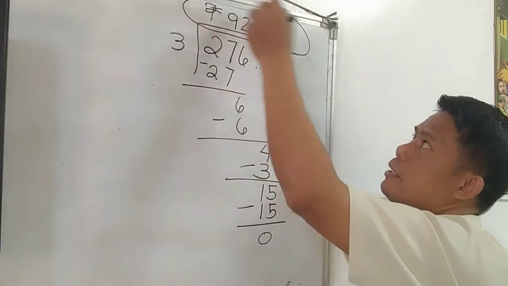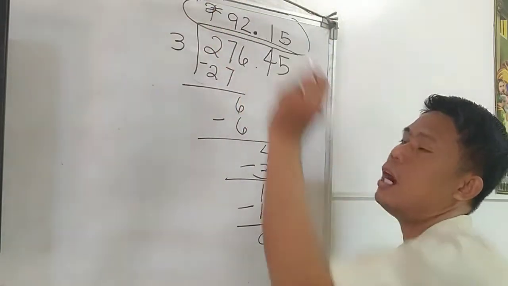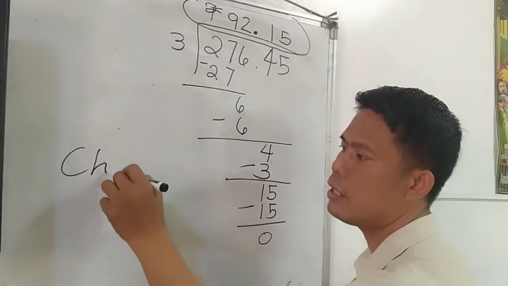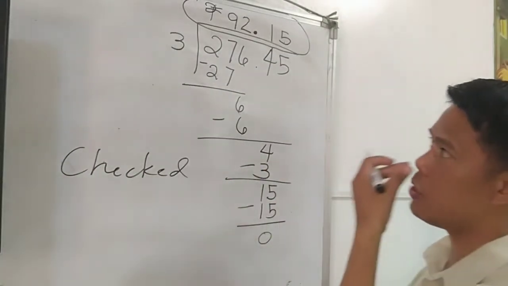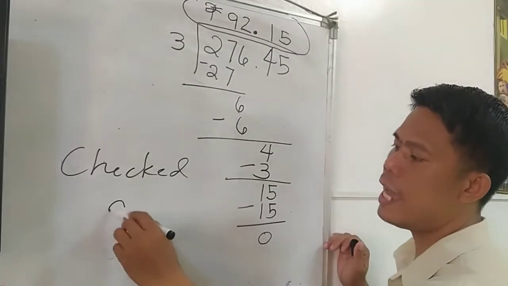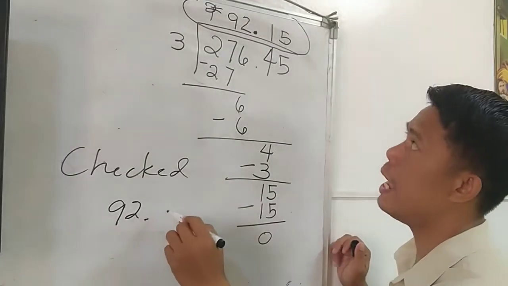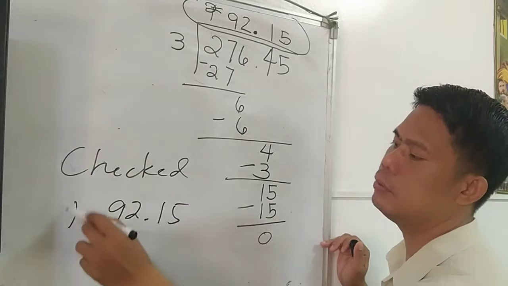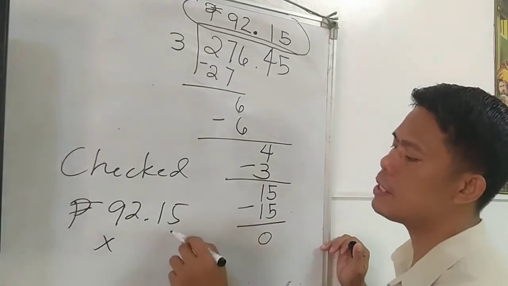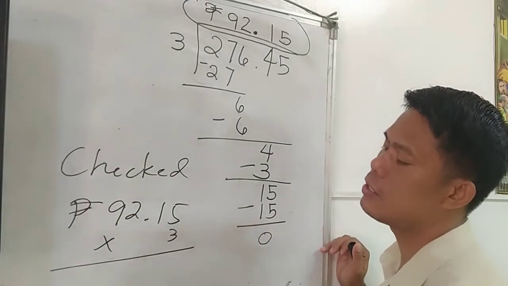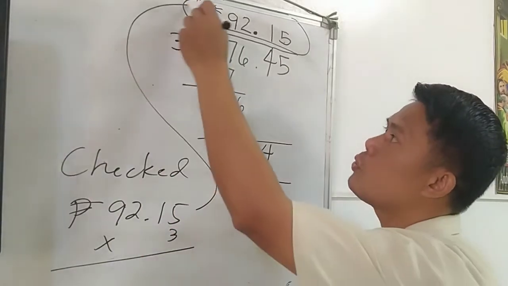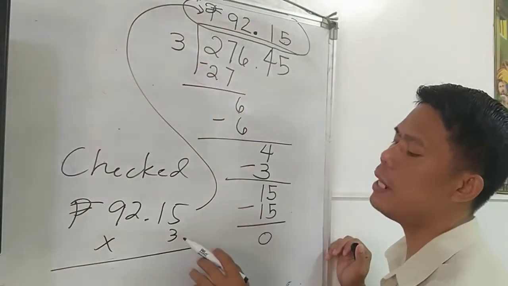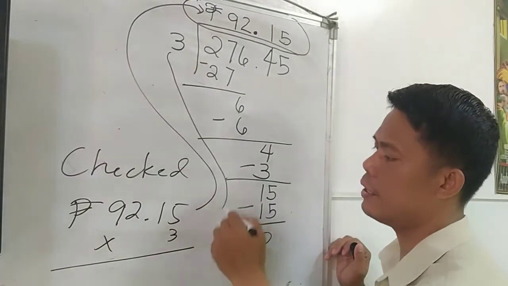Are you done already, or shall we have our checking? So, we're going to check if our answer is correct. So, let's have 92 pesos and 15 centavo times 3. So, saan nanggaling si 92 pesos and 15 centavo? Your quotient. And multiply it by your divisor.